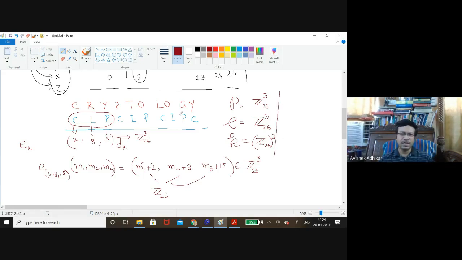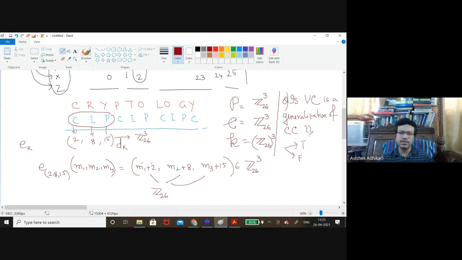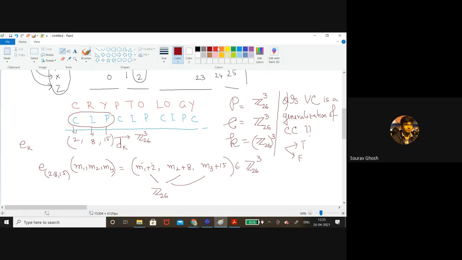Can you say that this Vigenere cipher is a generalization of Caesarian cipher? True or false? True, sir. Why? Why true? In that case, the key will be only Z26.